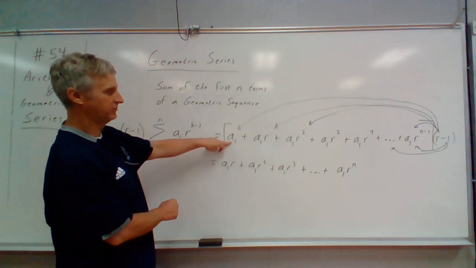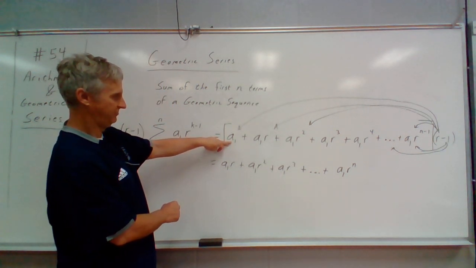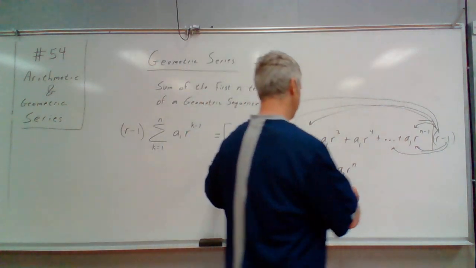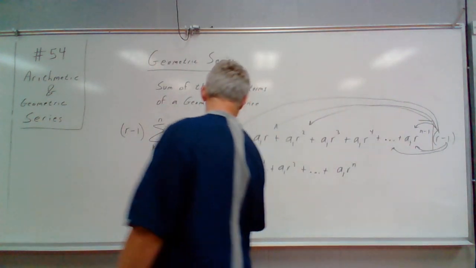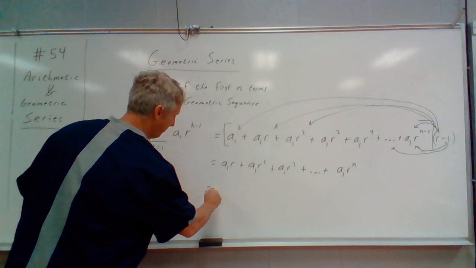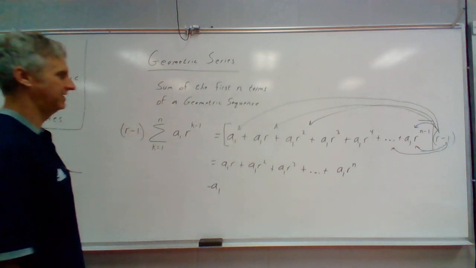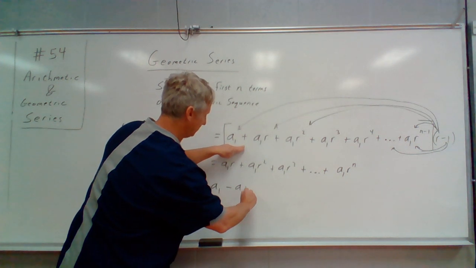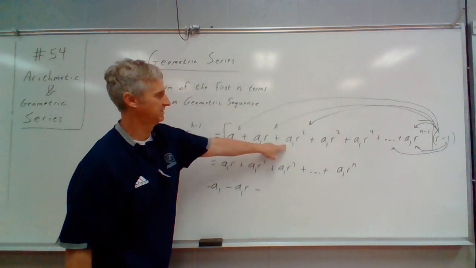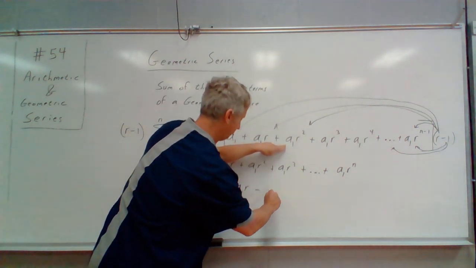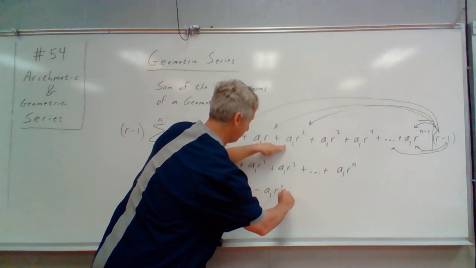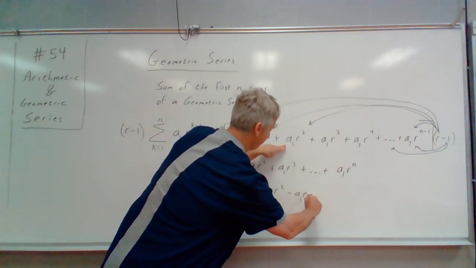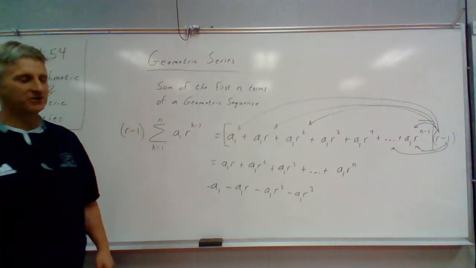I don't know where to write this out. Well, we'll go out here. No, let's write it here. Minus a sub 1, and then minus a sub 1 r, and then minus a sub 1 r squared, minus a sub 1 r cubed, all the way to the last one.